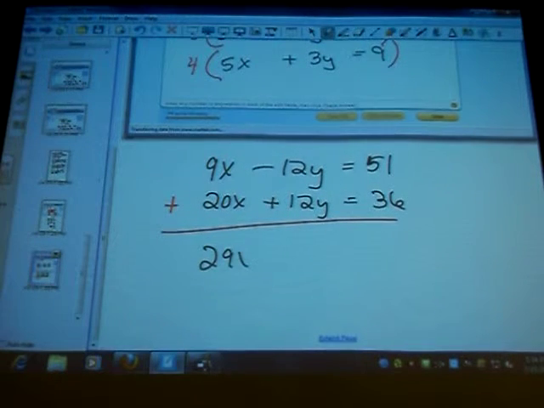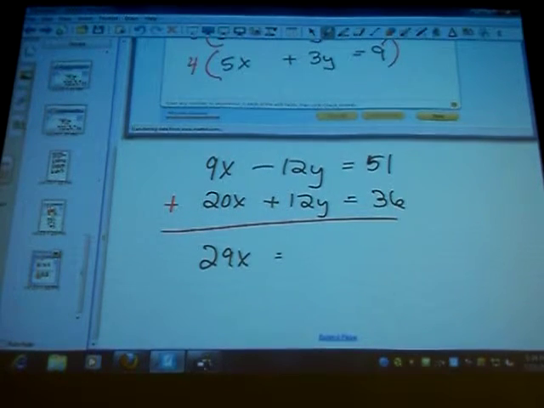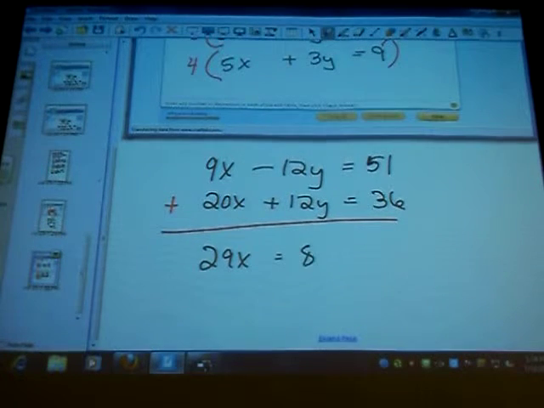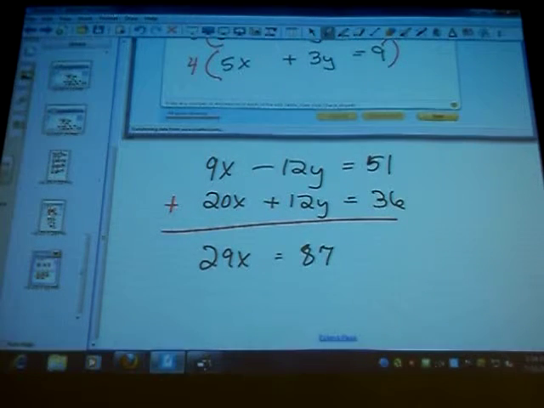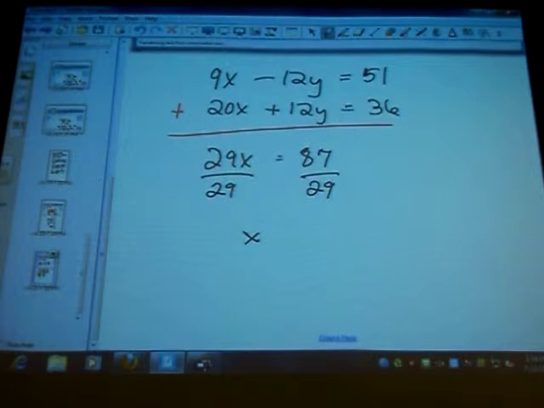The 29x equals 51 plus 36, which is 87. Please let that come out to a whole number. Yeah, I got it. So I get 29x equals 87 after I add. And then I divide by 29, I get x equals 3.